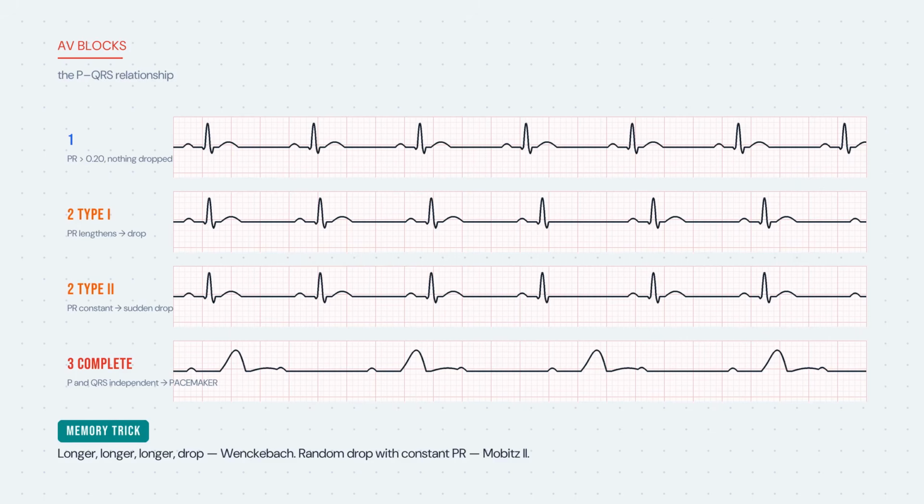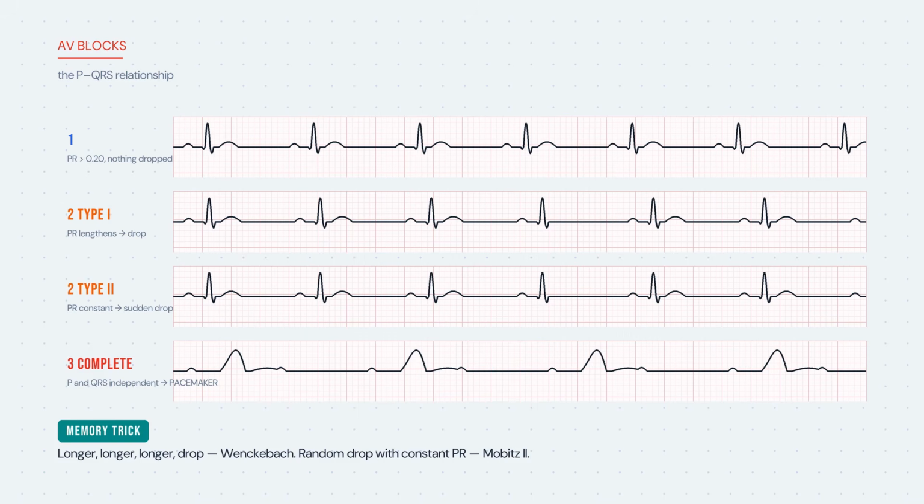AV blocks are about the relationship between the P wave and the QRS. First degree, every P still conducts, but slowly, the PR interval is over 0.20, consistently, nothing is dropped. Second degree type 1, Wenckebach, the PR interval gets progressively longer, until one P wave does not conduct and a QRS is dropped. Then the cycle restarts. Second degree type 2, the PR stays constant, and then a beat is suddenly dropped without warning. This one is more dangerous.